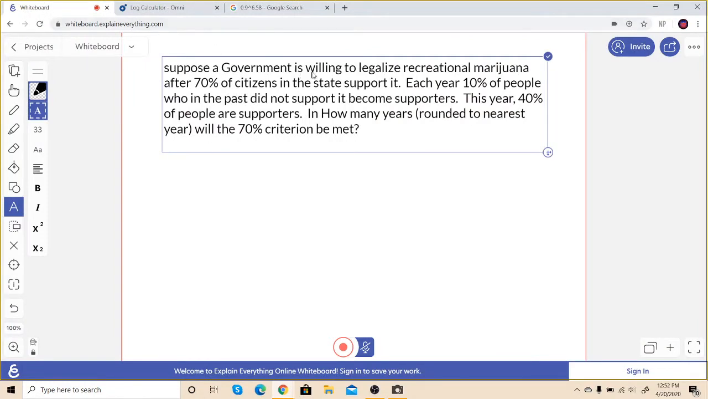Suppose a government is willing to legalize recreational marijuana, which I do not support, but many people do.